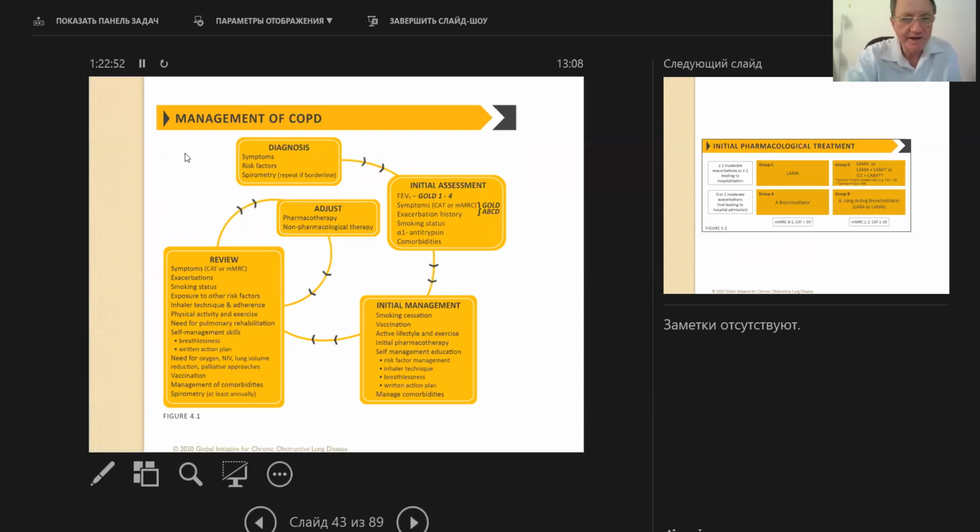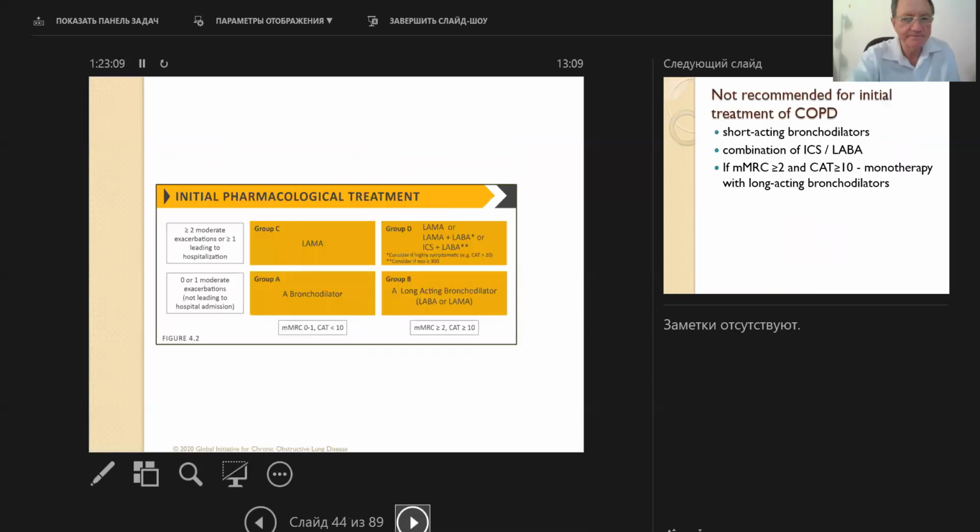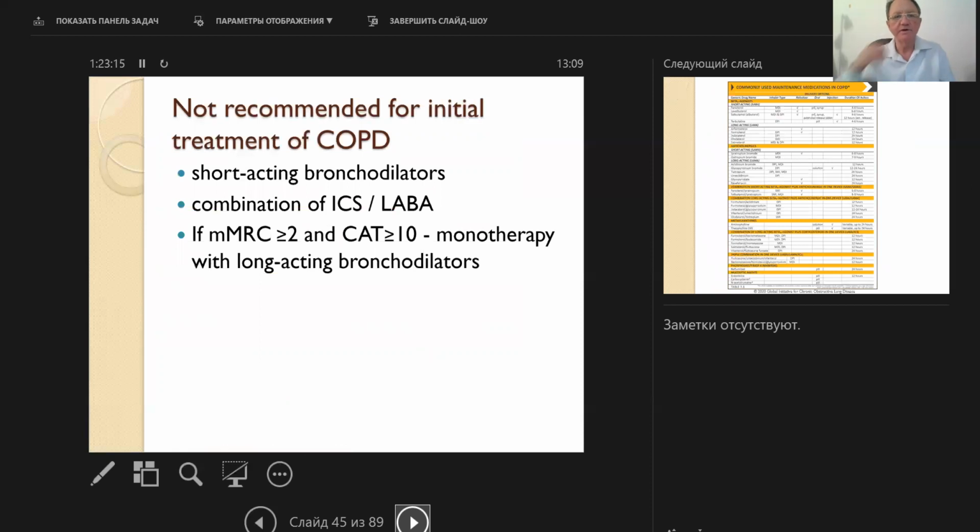So management of COPD includes review, diagnosis, initial assessment, initial management, and analysis of response to therapy. What treatment is not recommended for initial treatment of COPD? We should avoid short-acting bronchodilators because of side effects, including the increased risk of cardiovascular disease. You should know this for patients more than 40 years old.